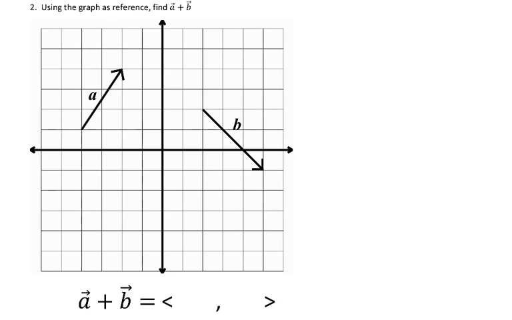This time we're going to be adding two vectors together. To start this out, I'm going to write down the component form of vector A and the component form of vector B.